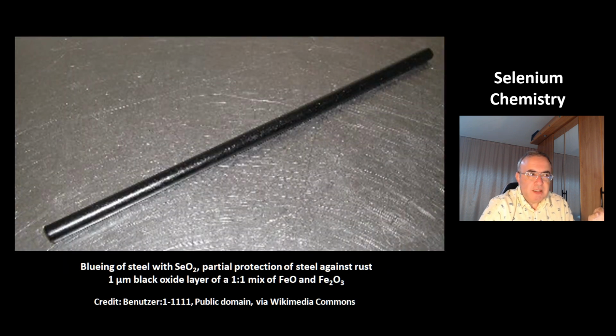A picture of bluing of steel with selenium dioxide. It gives a partial protection against rust. You can make a thin 1 micrometer black oxide layer. This black oxide layer consists of a 1-to-1 mix of iron(II) oxide and iron(III) oxide.